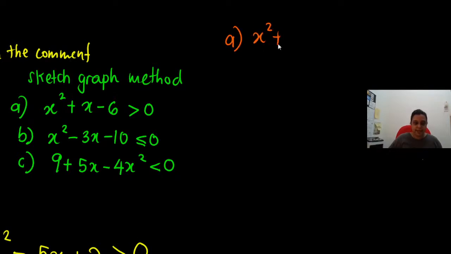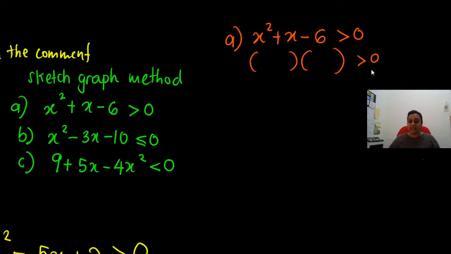X squared plus x minus 6 bigger than 0. First step, make sure it's arranged in general form. Second step, let's find the roots. Okay, quickly key in your calculator. A is 1, B is 1, C is negative 6. Okay, teacher is getting two values here. X is 2, another one I'm getting negative 3.